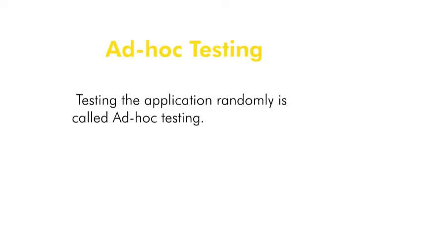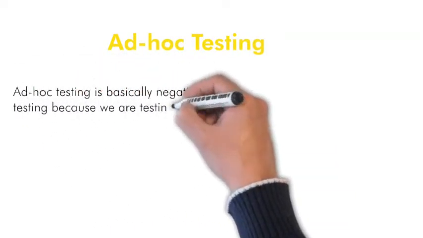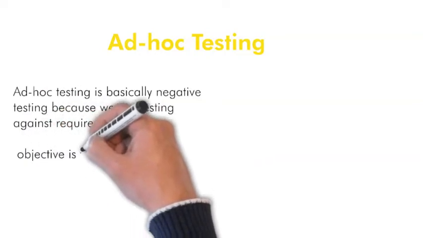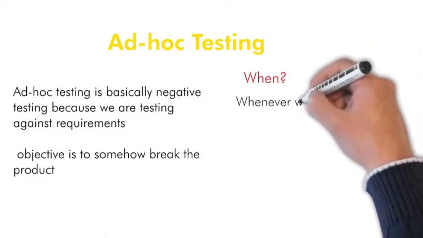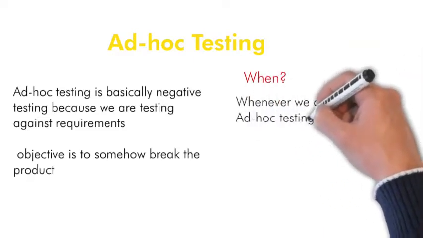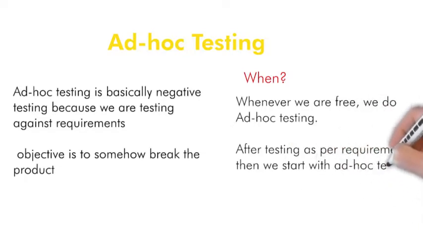Ad-hoc testing is a testing where we don't follow the requirement specification. We just randomly check the application. Since we don't follow requirements, we don't write test cases. Ad-hoc testing is basically negative testing because we are testing against the requirement. Here the objective is to somehow break the product. We do Ad-hoc testing whenever we are free. After testing as per the requirement, we should do Ad-hoc testing at last.